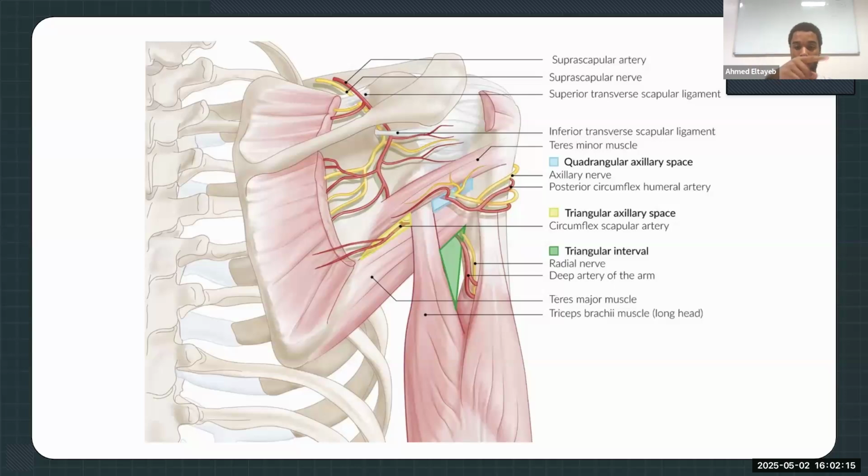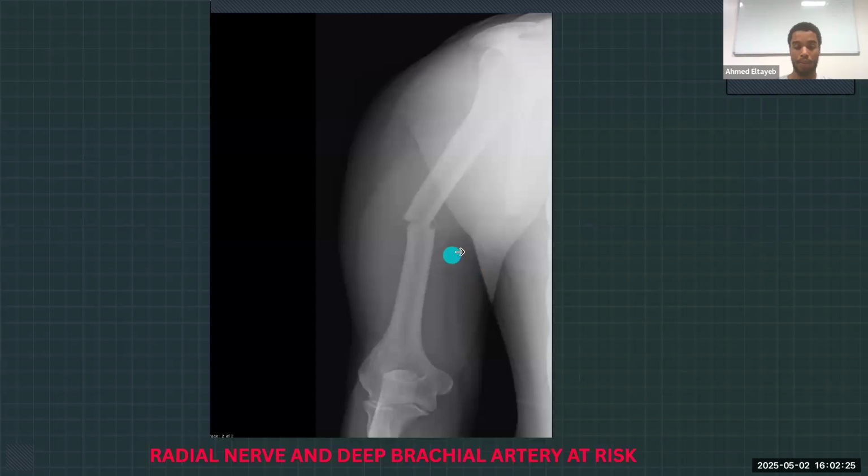And running through the interval, we have the radial nerve and the deep brachial artery. And these structures are intimate with the midshaft of the humerus. So if you have a midshaft fracture of the humerus, the radial nerve and the deep brachial artery are at risk. So you'd have trouble extending your arm, you'd lose sensation on the posterior surface of your arm, and you'd have profound bleeding, and possibly you'd see a very big bulge of blood, a hematoma.